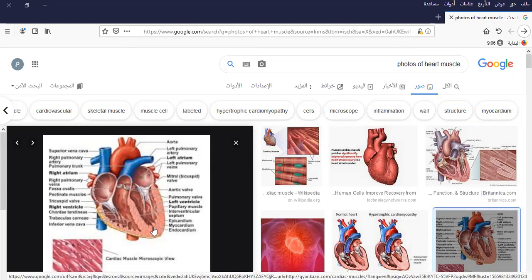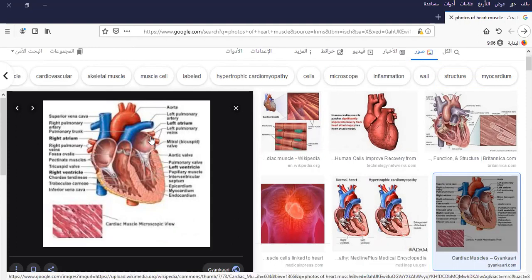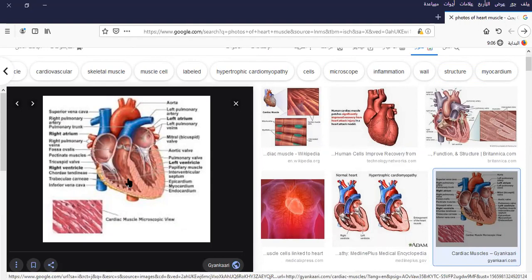The heart is generally composed of how many chambers? Four chambers. You have a heart composed of four chambers or four rooms. Each half is composed of two rooms, an upper one and a lower one.